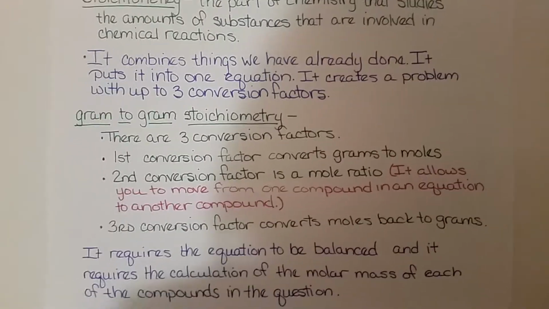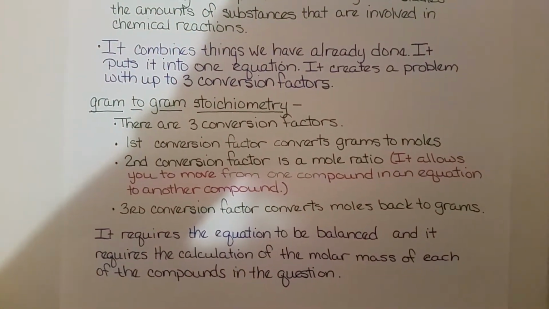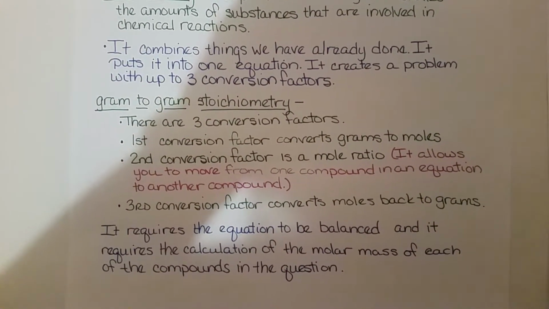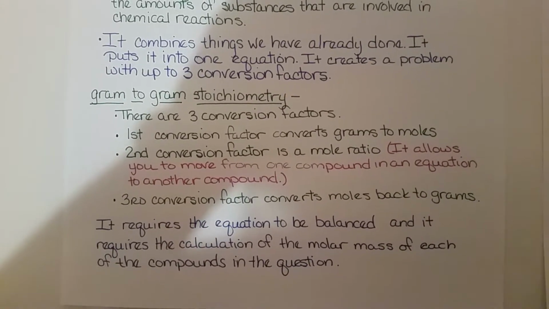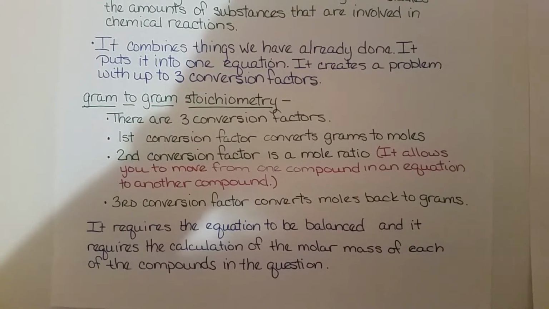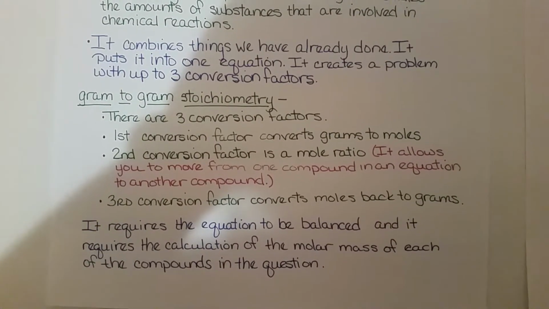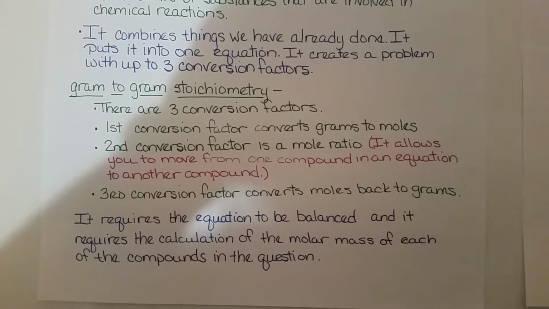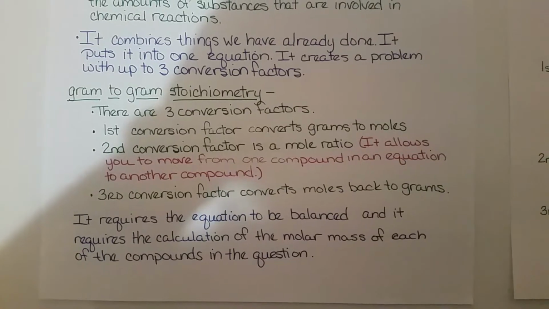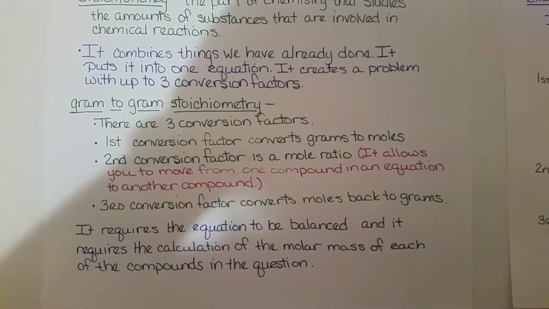So the way it works for gram-to-gram stoichiometry is you do have 3 conversion factors. The first conversion factor converts grams to moles because you start with grams and then you convert those to moles. The second conversion factor is the mole ratio, like you used earlier this week, and it moves you from one compound to another compound in the equation. And then the third conversion factor converts the moles of the second compound back to grams. In order for this to work right, you have to have a completely balanced equation, and you need to calculate both molar masses for each of the compounds.